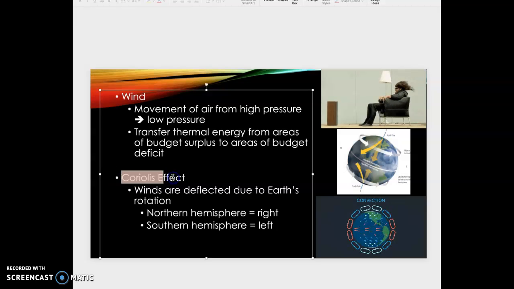Coriolis effect has to do with the air moving because the Earth is spinning. Okay, and apparently it goes to the right in the northern hemisphere, and in the southern hemisphere it spins to the left. Sorry, I don't know why. I think it's just a weather person thing to be interested in.